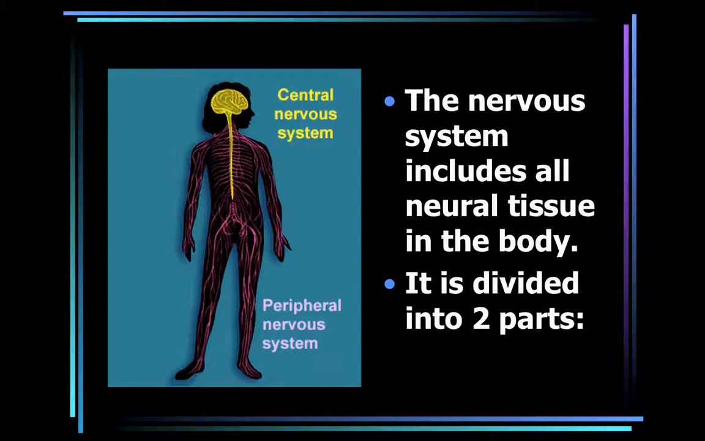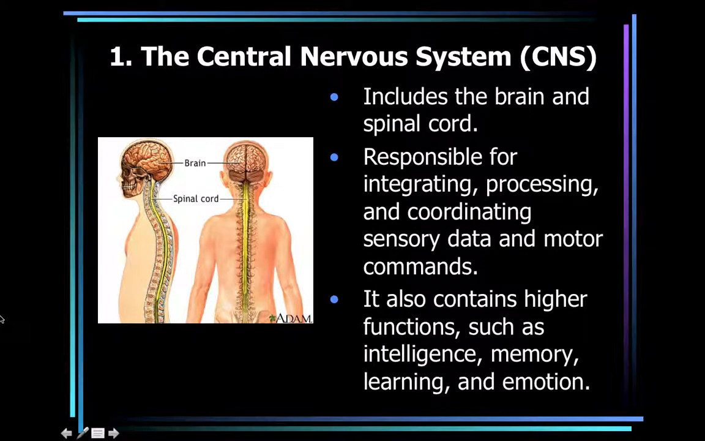So as you guys know, the nervous system has all the nervous tissue for the entire body, and it has two parts: the central nervous system, which is going to be your brain and spinal cord, and then the peripheral nervous system, which is everything outside of the spinal cord. So the central nervous system, as I said, brain and spinal cord, that's what does all your processing, your movement, how you coordinate your senses, anything that's higher function, that's all happening in your brain, right? Intelligence, memory, learning, emotion, and all of that.